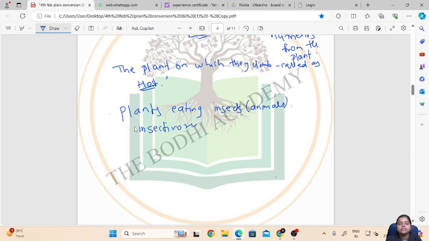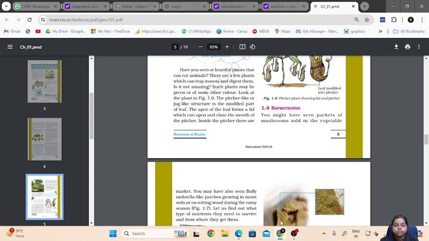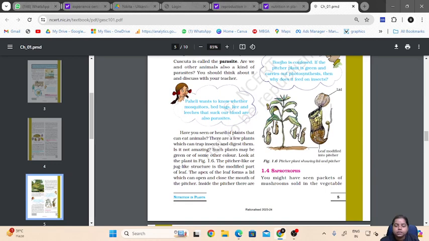I'll show you all one example, which is there in your NCERT textbook. See, this is called a pitcher plant. This plant likes to eat insects. This is the apex of it, which looks like a jar or pitcher, you can see. That's why they are called pitcher plants. This is the apex of the leaf, that is modified, and that forms the lid. And in this, it contains some hairs.